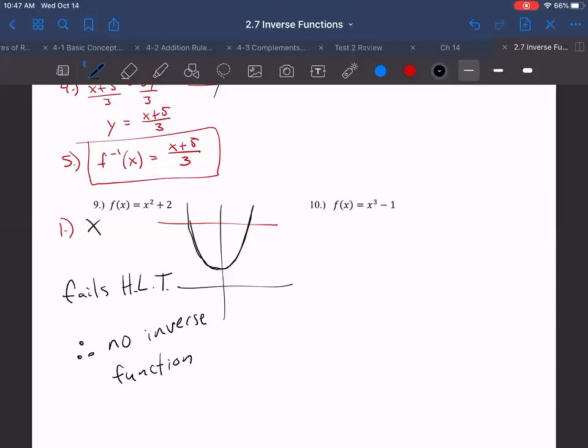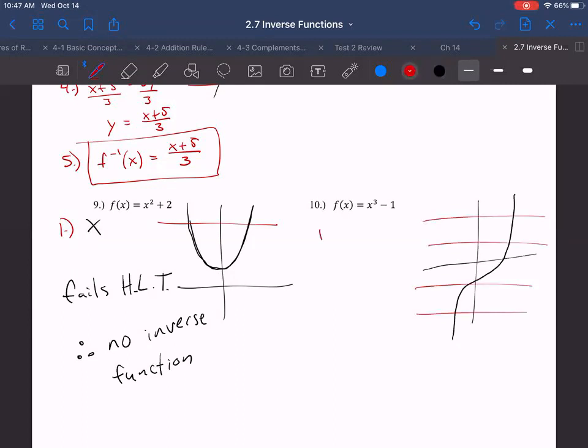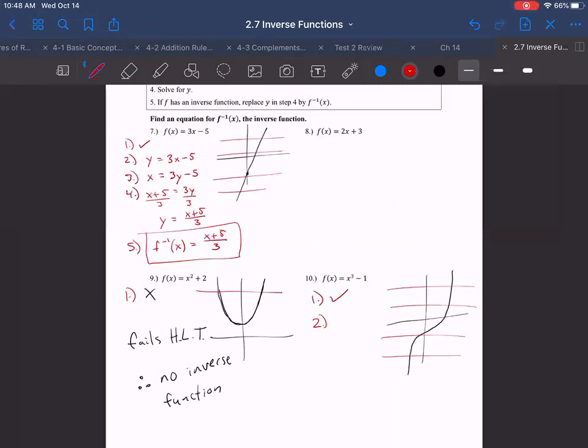If I try one like number 10, you would find that it does pass the horizontal line test because this graph looks like this. If we do the horizontal line test, it will pass it. So step 1 is passed, which means you can start moving on to steps 2, 3, 4, and 5 to find that inverse. Okay, so go ahead and take the rest of this time and try finishing working out numbers 8 and 10.